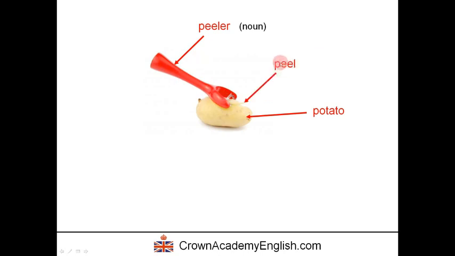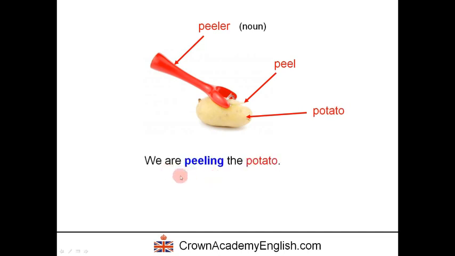And this is the peel. Can you see it here? So it's like the skin. It's like the skin on a vegetable or a fruit as well. An orange, for example, has a peel. An apple has a green peel. A lemon has a yellow peel. Okay?